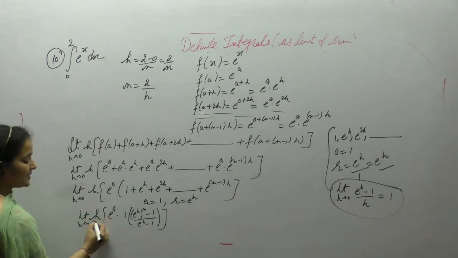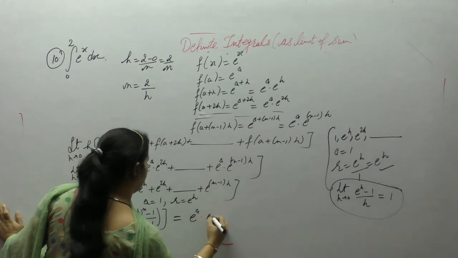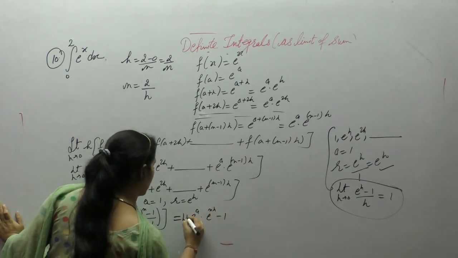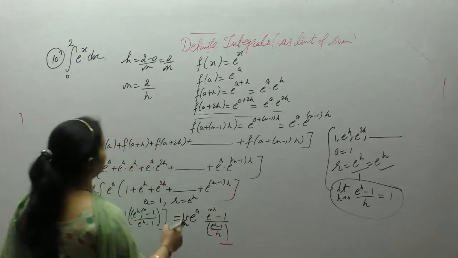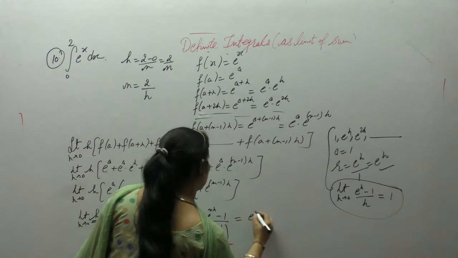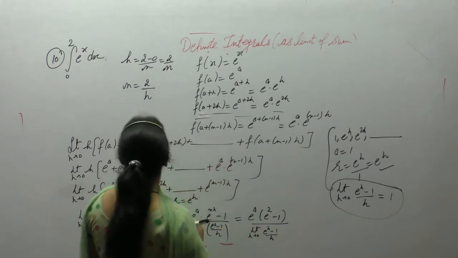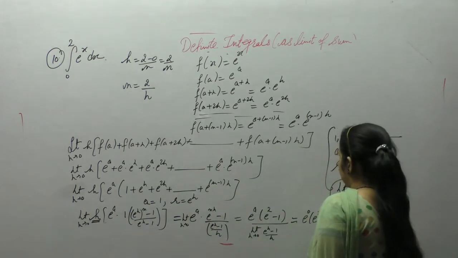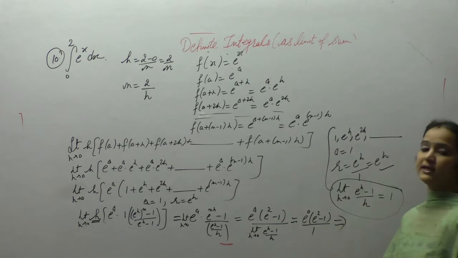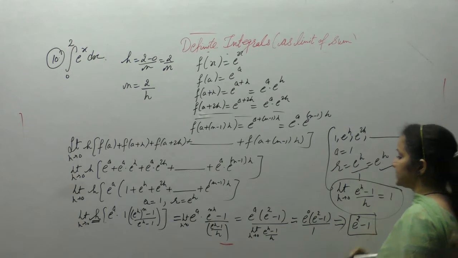So this h we will bring into the denominator. e power a, e power nh minus 1, upon e power h minus 1 upon h. What is the value of nh? It is 2. So e power a, e square minus 1. Limit h tends to 0, e power h minus 1 upon h. a is 0. e power 0 times e square minus 1. Something power 0 is 1. So we get the answer as e square minus 1.